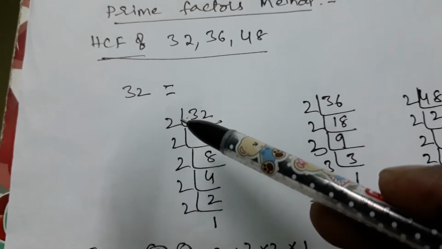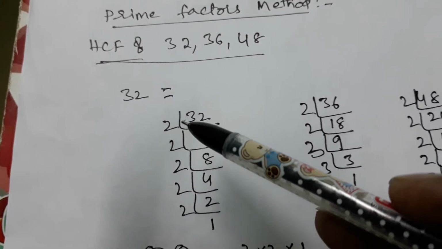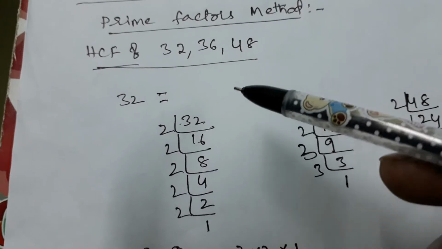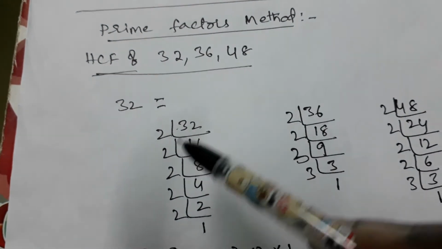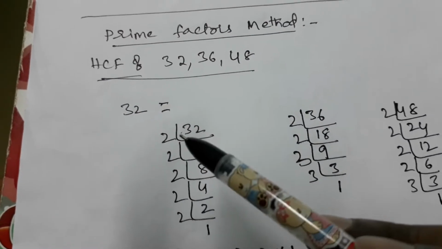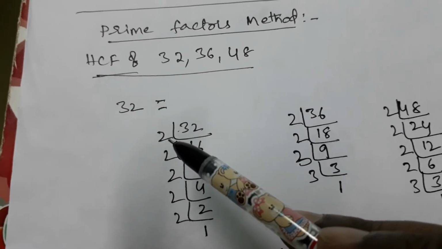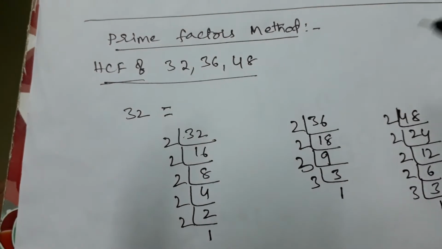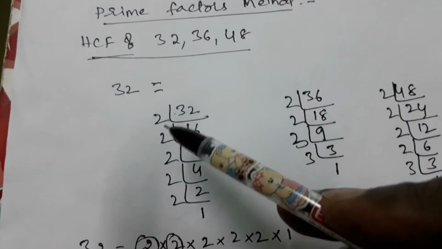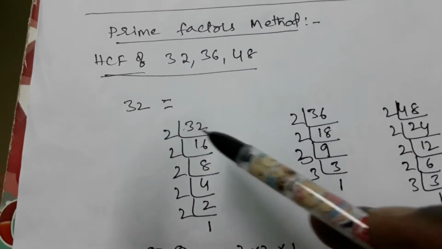Prime numbers: 2, 3, 5, 7. They don't have many factors. They have only two factors, one and itself. One and itself are the factors for those numbers. They are called prime numbers. Here 2 is a prime number, 3 is a prime number. 2, 3, 5, 7 are the prime numbers. Now take prime numbers as factors and divide.